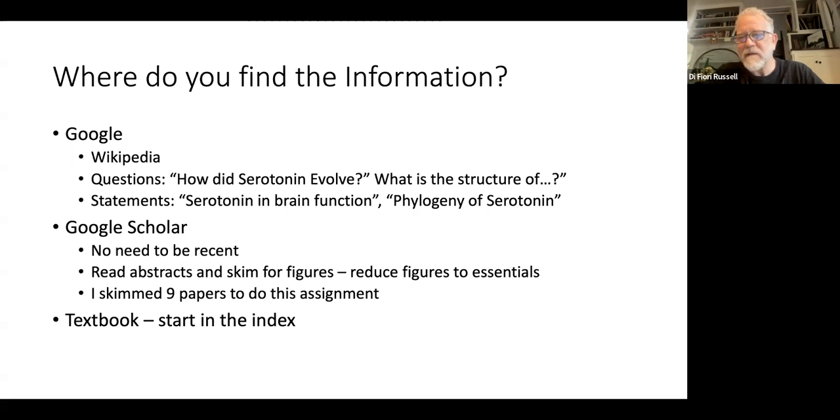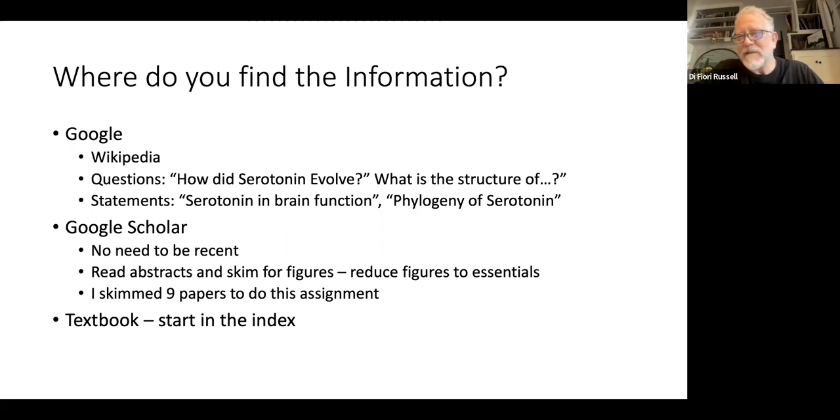Like, say, in this case, the evolution of serotonin. Maybe I find a paper with that in the title. So I'm like, oh, good. Then I'll skim the abstract to make sure it's talking about what I want it to. And then what I'll do is just scroll through the paper and look for figures that communicate to me, hopefully, what I'm looking for.